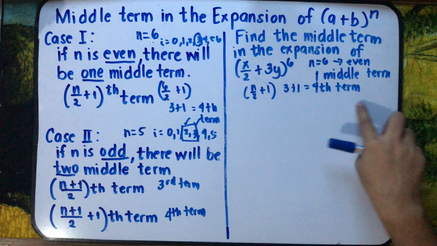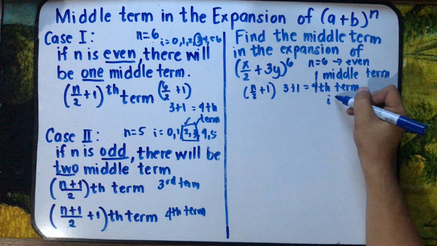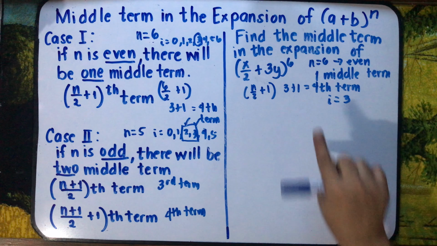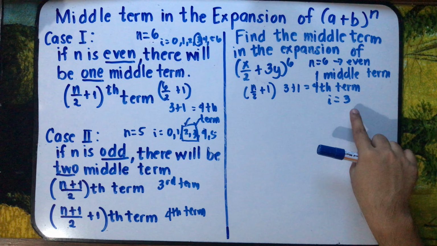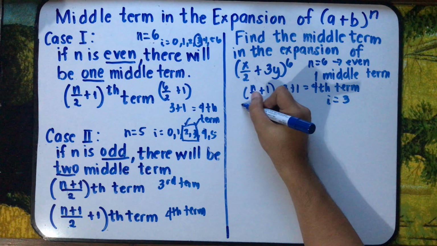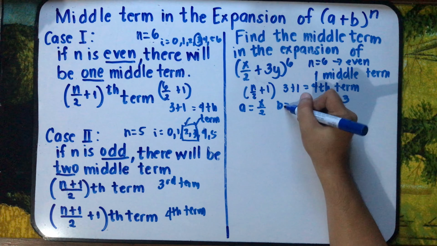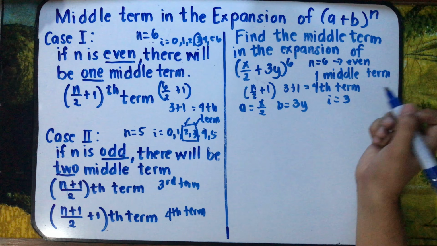And if the middle term is the fourth term, we could say that I is equal to 3. Again, if the middle term is the fourth term, we could say that I is equal to 3. Okay, therefore, we will now be having A is equal to x over 2, B is equal to 3y.